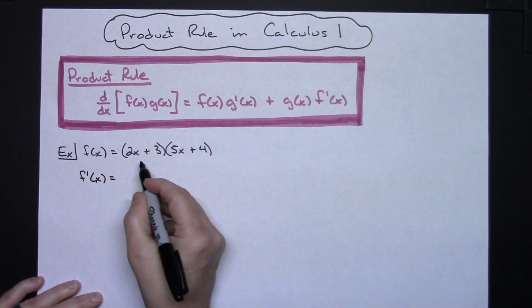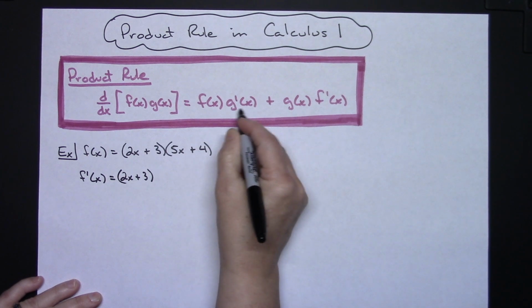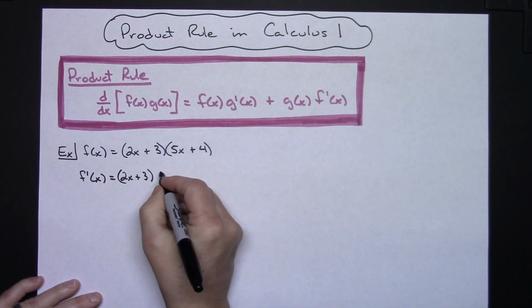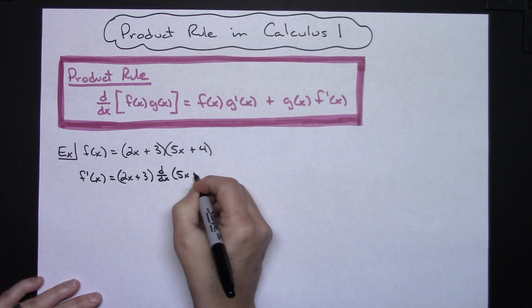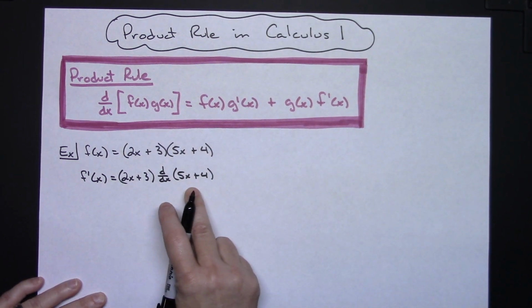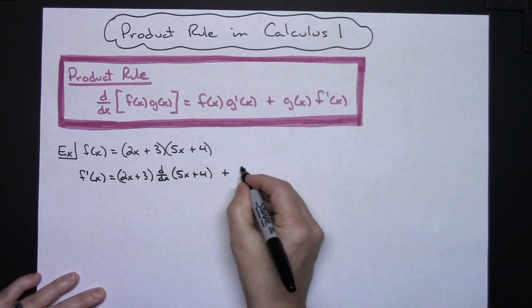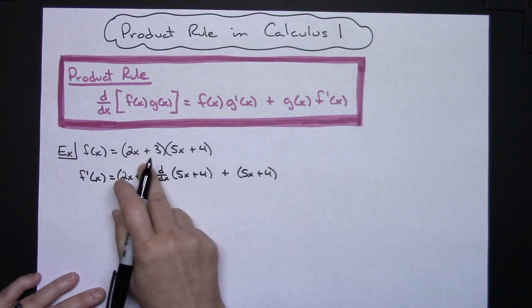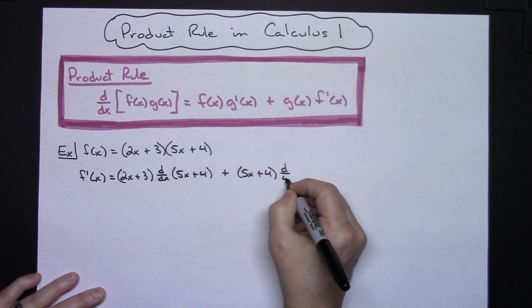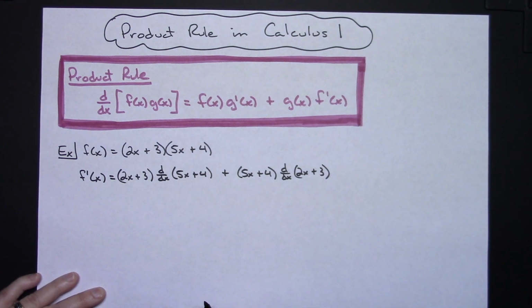So this says take the first function, which is 2x plus 3, and multiply that times the derivative of the second function. So I'm going to show d/dx of 5x plus 4. That's the first function multiplied by the derivative of the second function, plus the second function, which is the 5x plus 4, multiplied by the derivative of that first function, so d/dx of the 2x plus 3. Basically in that line all I did was lay out the formula.